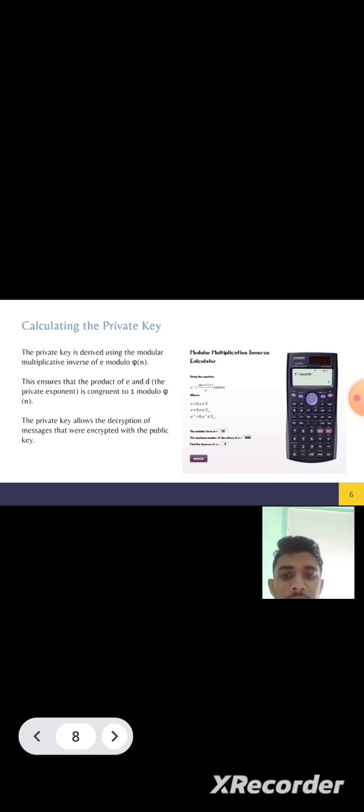Calculating the private key. The private key is derived using the modular multiplicative inverse of e modulo the totient. This ensures that the product of e and d, the private component, is congruent to 1 modulo the totient. The private key allows the decryption of messages that were encrypted with the public key.